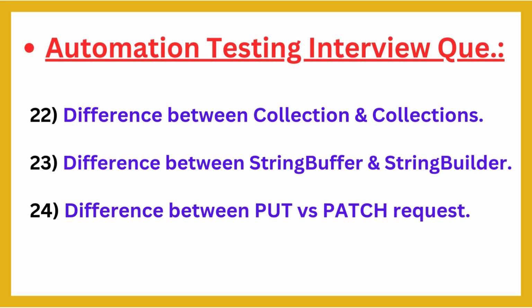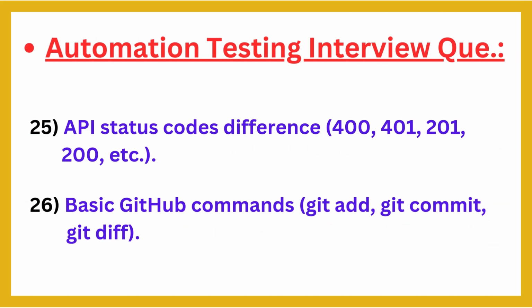Difference between PUT versus PATCH request. API status codes difference 400, 401, 201, 200, etc. Basic GitHub commands: git add, git commit, git diff.